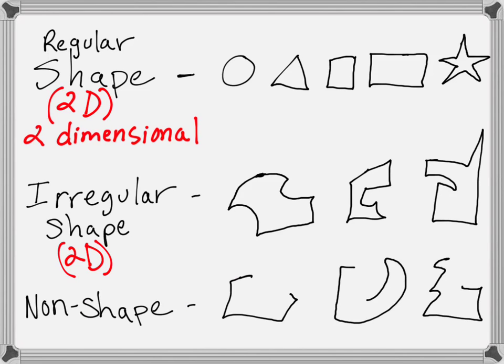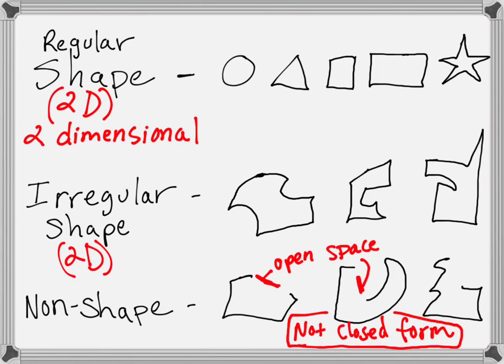The difference between a shape and a non-shape is that a shape is any closed form. These non-shapes are not closed forms because they have a gap, like this. So thus they are not shapes. When you're drawing, you are making the illusion that something exists on a two-dimensional plane called paper.